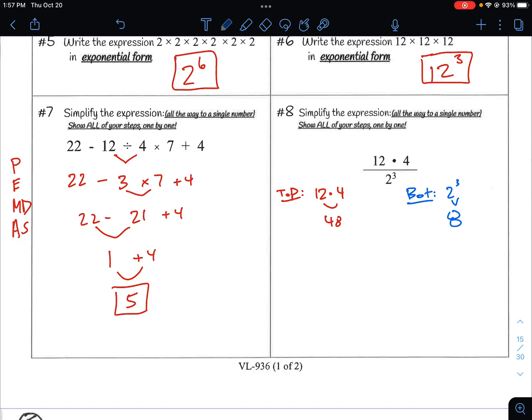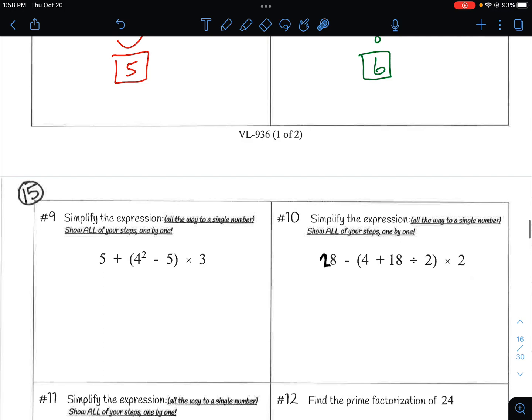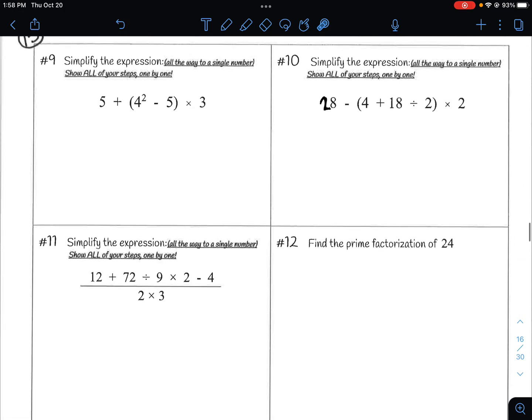Now let's put it together. The top was 48. The bottom was 8. You can look at this like a fraction and say, okay, I've got to simplify the fraction. It's an improper fraction, so basically you're dividing. And guess what? 48 divided by 8 does divide evenly. 48 divided by 8 is 6. That's our final answer, because remember, this is a fraction bar, or a division bar. You just divide, and anything left over, you can write as a decimal or a fraction answer. In this case, we have a whole number, which is nice.